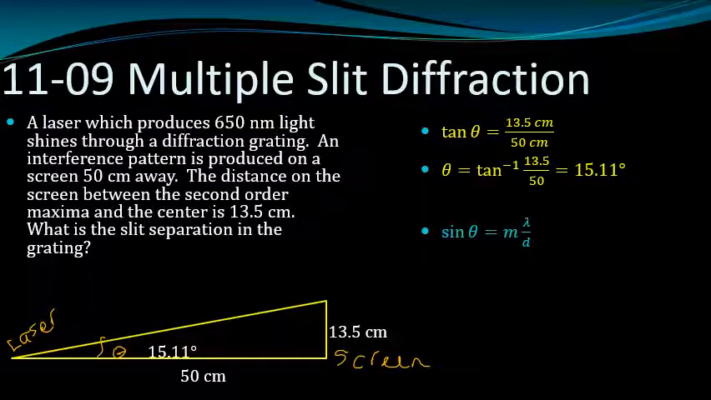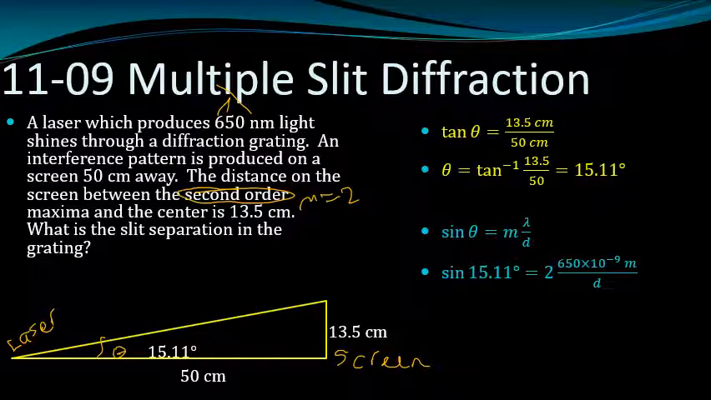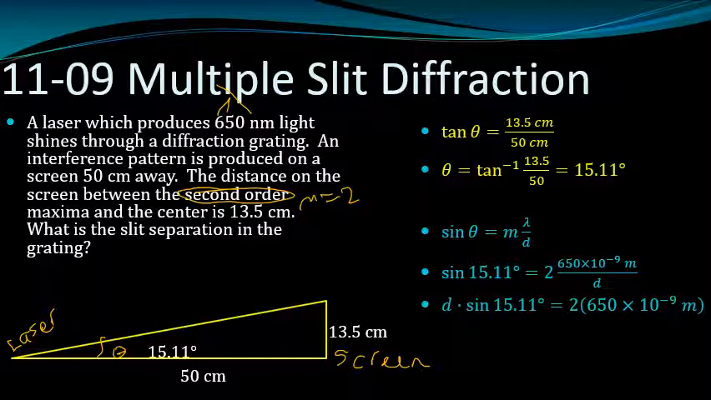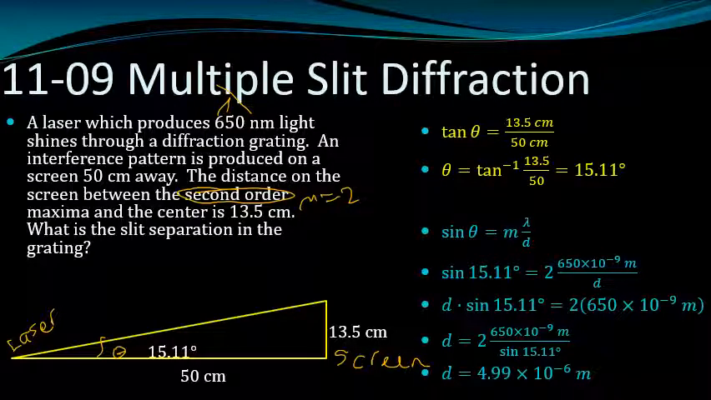That is also the angle used in the formula to find wavelength and things. And so we can use the 15.11. We have our wavelength there. It's second order, so that means m equals 2. And fill those in. Remember, nano is times 10 to the negative 9. Multiply by d and divide by sine of 15.11 with the calculator. And the slit separation is 4.99 times 10 to the negative 6 meters, or approximately 5 micrometers.